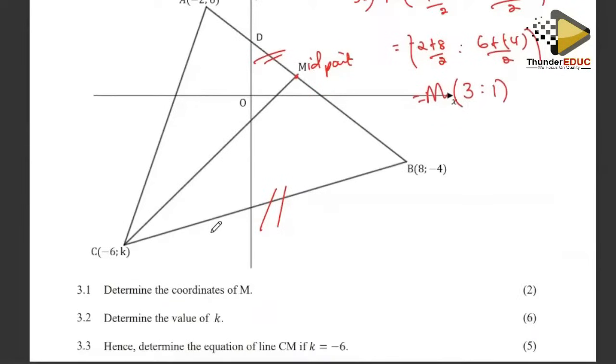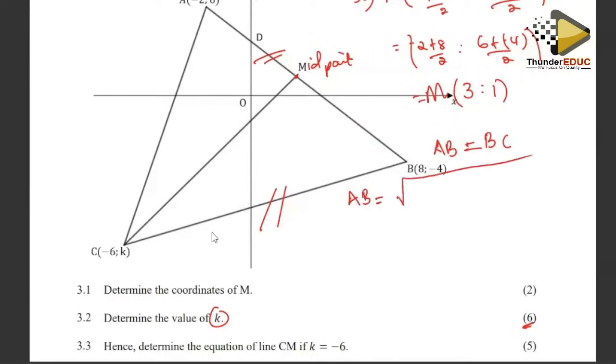And then 3.2, they want us to get the value of K. How many marks? 6 marks. What are we going to do? Are we going to use the distance formula? I think that's the only reasonable thing, since they told us that AB is the same as BC. So we can get the distance of AB and then equate it to the distance BC. Won't this give us a quadratic? But there's nothing we can do since we're focusing on the 6 marks.